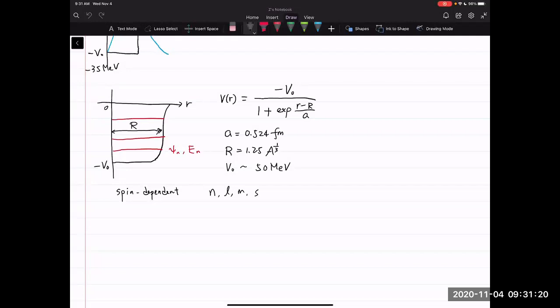But for the different L, we can have a different M, which is the Z component of L, and we can have two spin states. Those quantum numbers, N, L, M, S, etc., will determine the stability of the nuclei. So if one level, I mean this state, is completely filled, then the nuclei are more stable than the others.